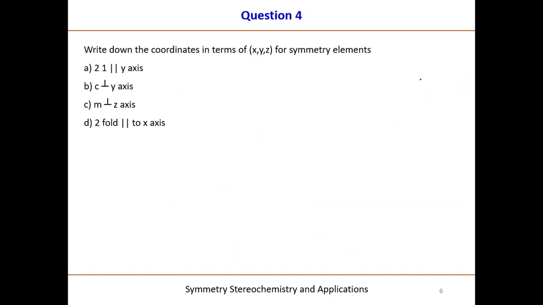So the next question is question number 4. Write down the coordinates in terms of x, y, z for symmetry elements. Here we have a few coordinates to write in the form of x, y, z equivalent positions. Here, these are axes. We take the first one, 2_1 parallel to the y axis. 2_1 means a two-fold screw axis parallel to the y axis.